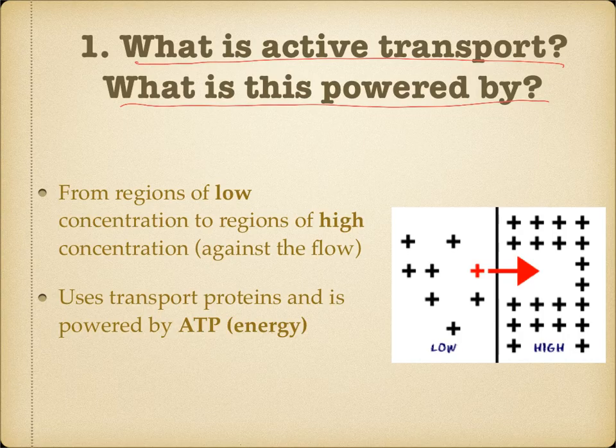Active transport is movement of particles from regions of low concentration to regions of high concentration. So this is said to be going against the concentration gradient. Active transport uses transport proteins and is powered by ATP. Remember, ATP is the energy currency of the cell, the source of energy for metabolic reactions in the cell.